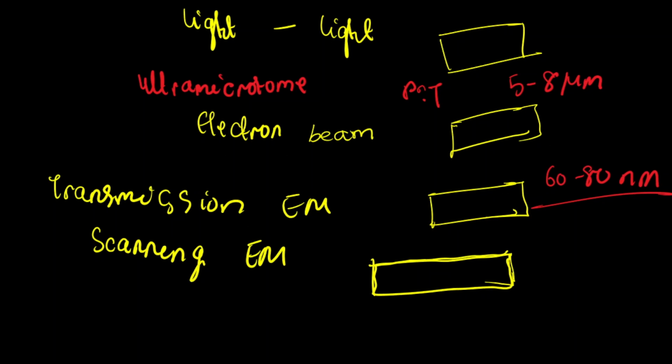Also, it's important for us to take note of the fact that because the electron beam doesn't have a color spectrum, the micrographs produced by an electron microscope are in black and white.